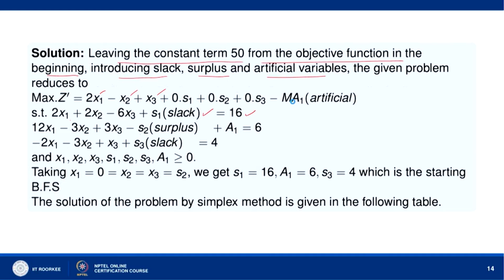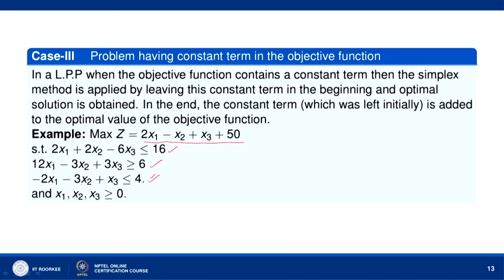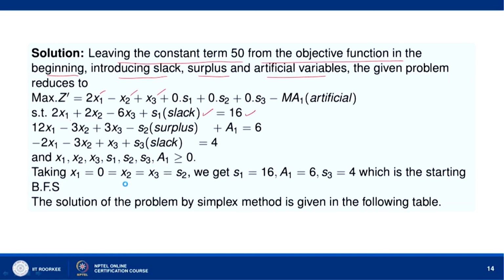And then the third equation is minus 2x1 minus 3x2 plus x3, where we use a slack variable s3. So, minus 2x1 minus 3x2 plus x3 plus s3 equal to 4. Now, x1, x2, x3, s1, s2, s3, a1 are all non negative.